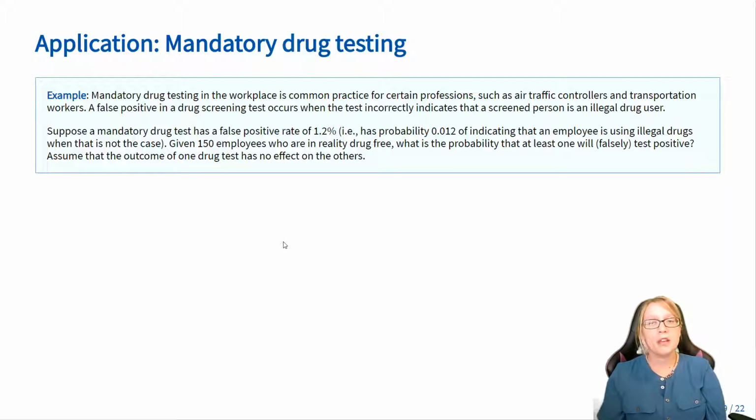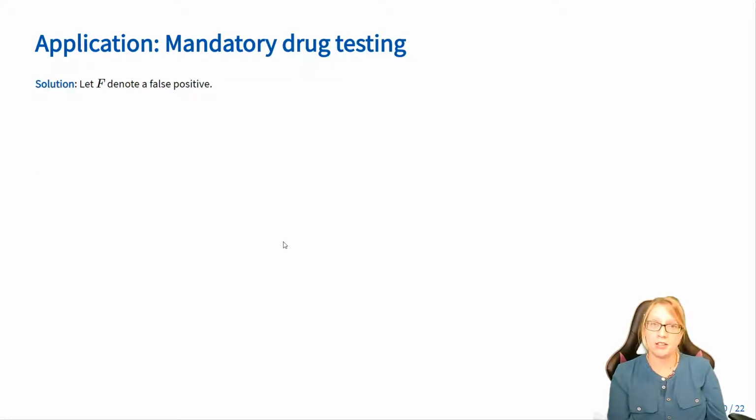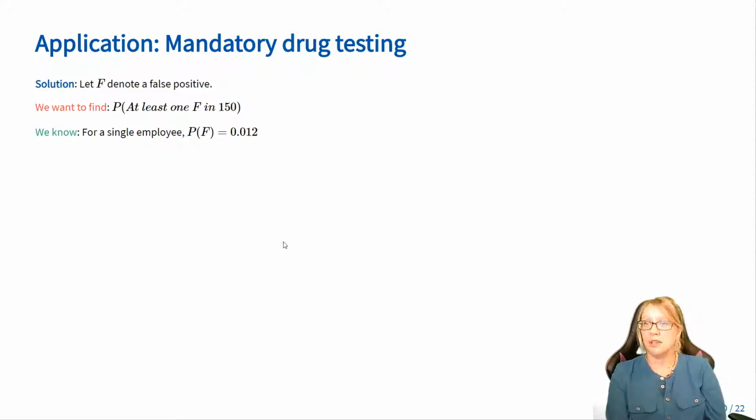Given that 150 employees are in reality drug-free, what's the probability that at least one will falsely test positive? So we'll assume that these drug tests are all independent. The outcome of one has no effect on the others. I'm going to let F denote a false positive. We'd like to find the probability that there's at least one false positive in 150. This is actually going to require us to use two probability rules.